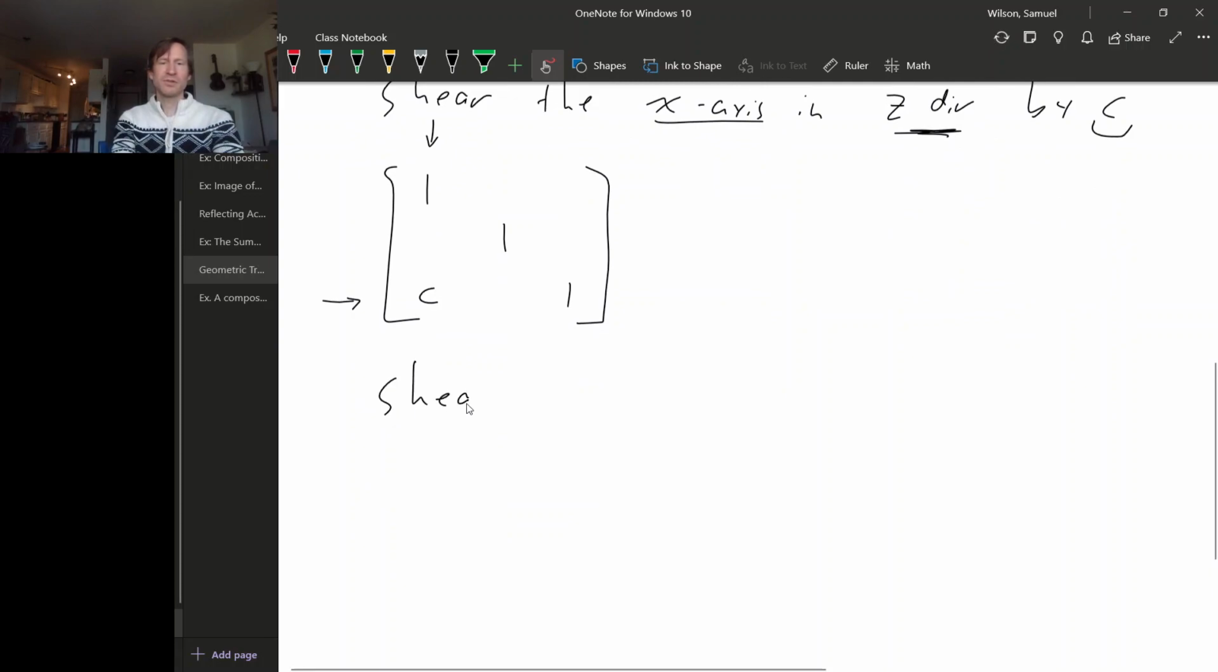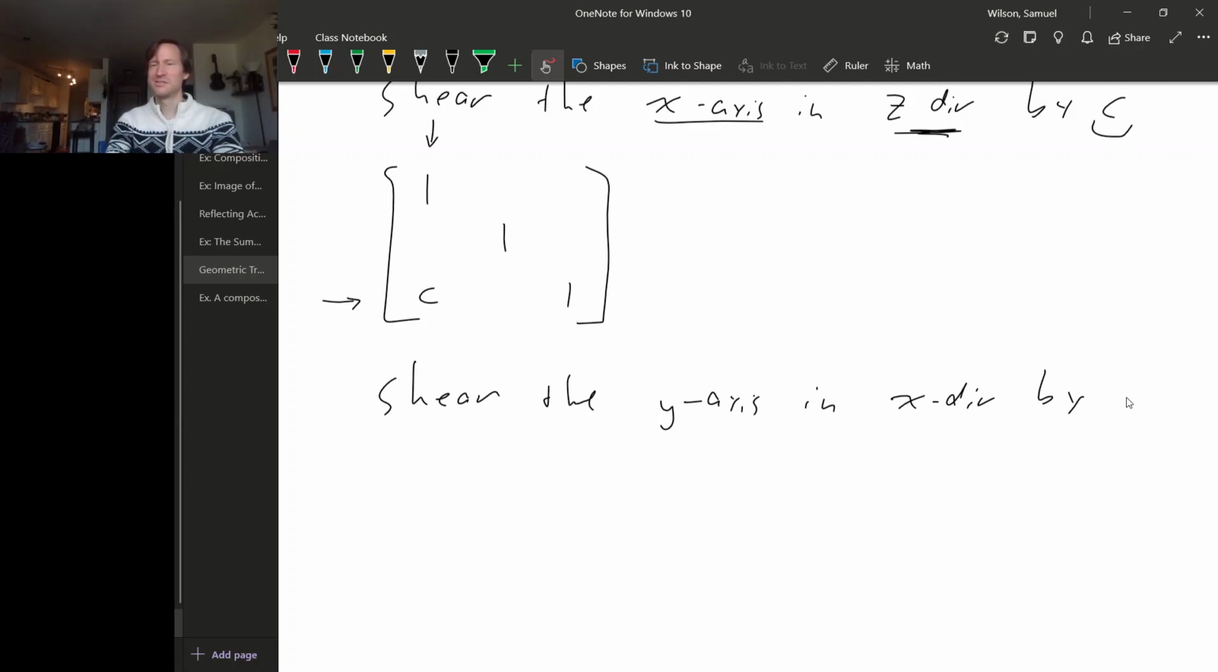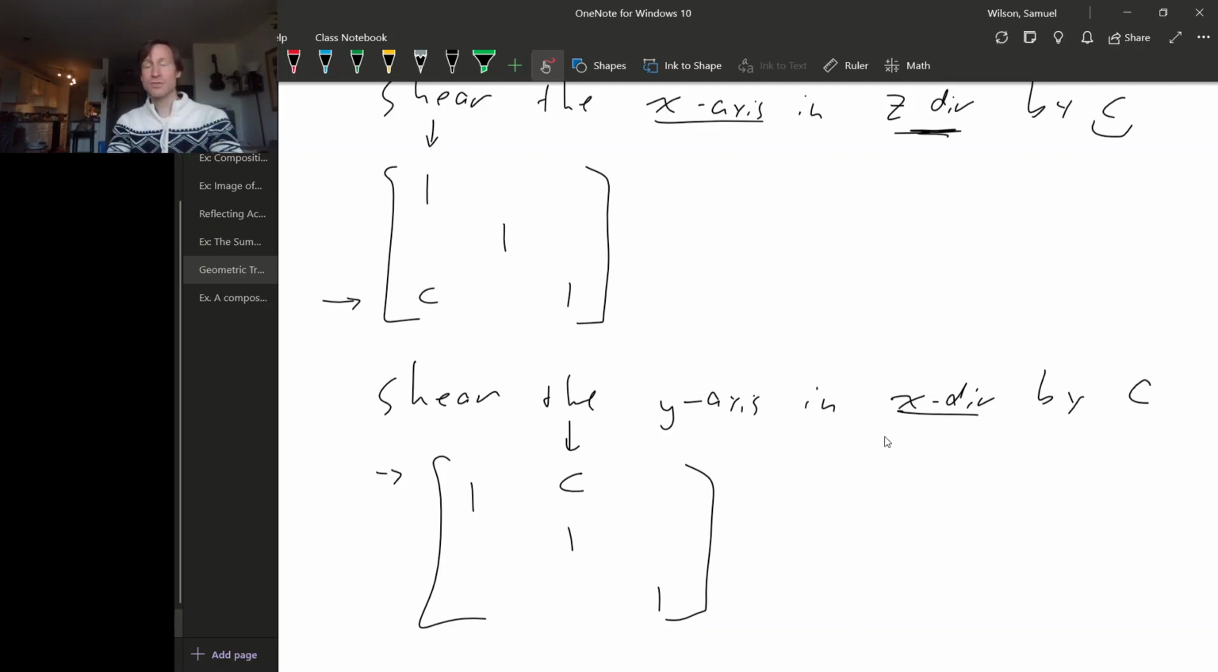Just for another example, if we wanted to shear the y-axis in the x direction by, I don't know, by c. So the y-axis, that means we're going to use the second column. In the x direction, that means first row, so we're going to get a c right there. And 1's down the diagonal as usual. All right, so for our 3 geometric operations, rotations, reflections, and shears, we can do it in R3 just as well as we can do it in R2.